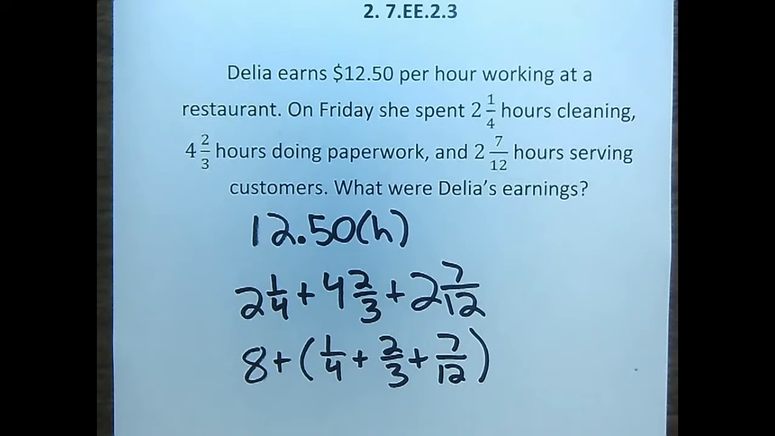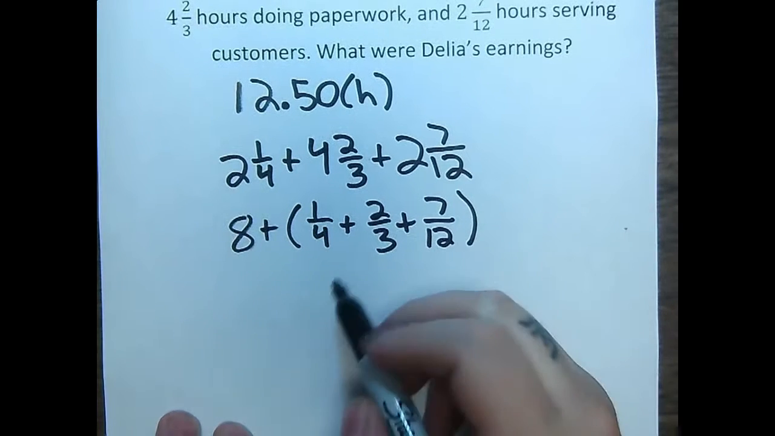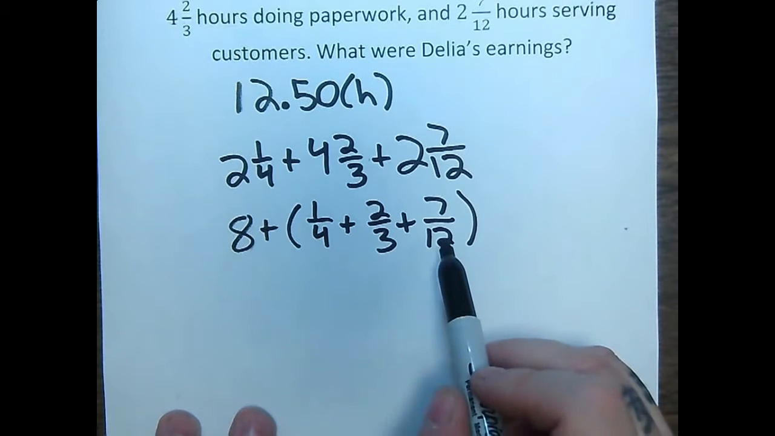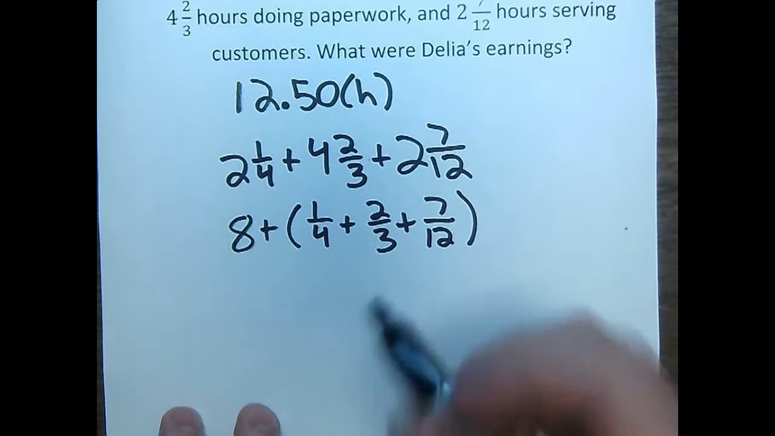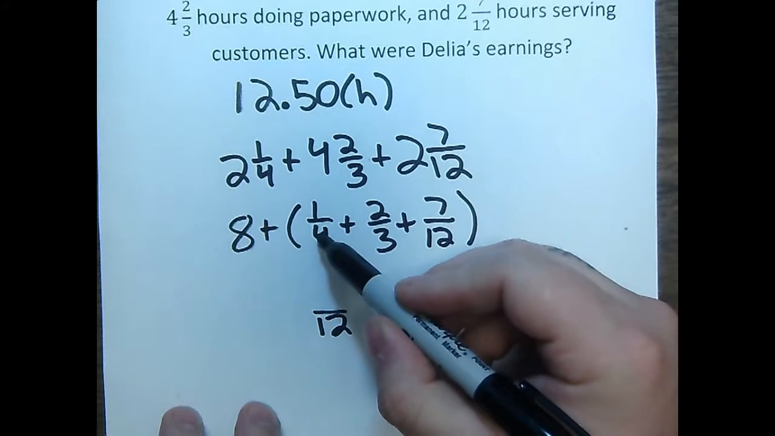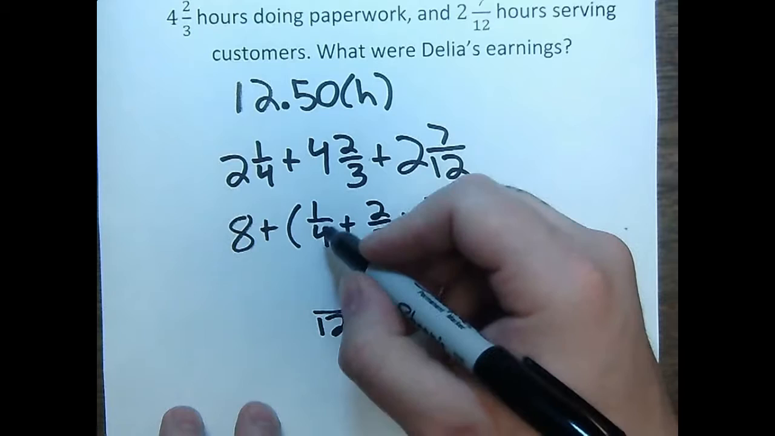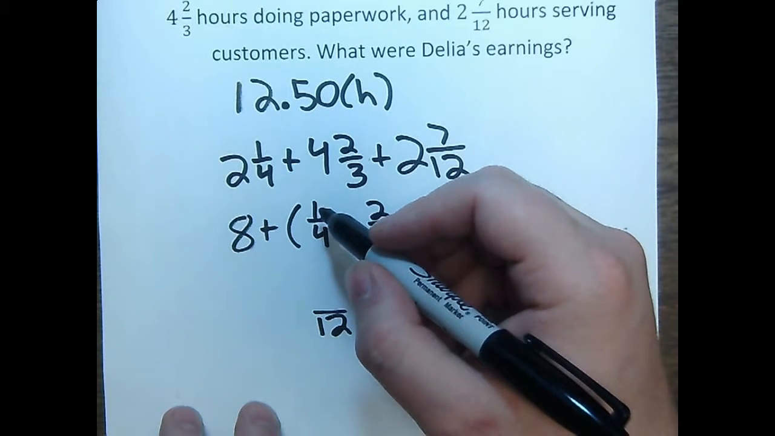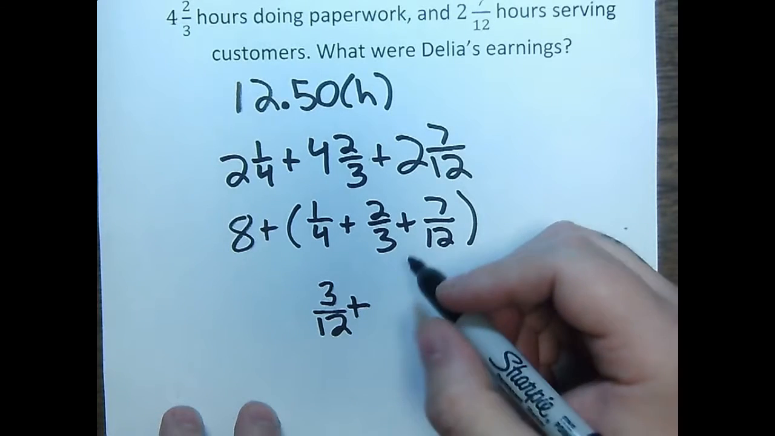Okay, now we need to figure out the common denominator for our fractions. The common denominator between 4, 3, and 12 would be 12. So we need to rewrite each fraction in terms of 12. To get from 4 to 12, we need to multiply by 3. So we multiply 4 by 3 to get 12, and we multiply 1 by 3 to get 3. To get from 3 to 12, we need to multiply by 4.